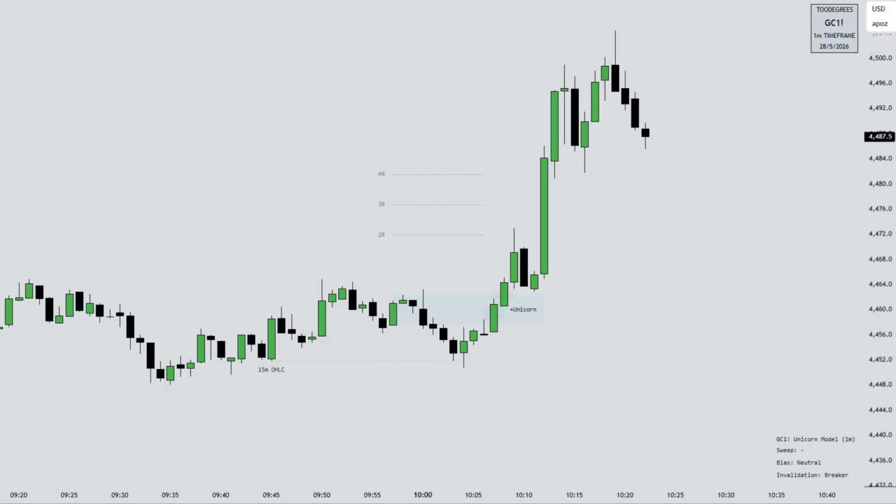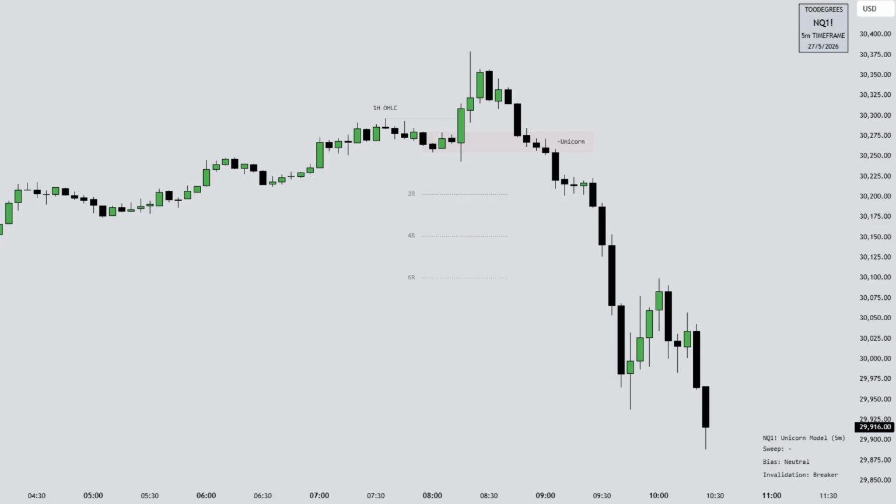You can also notice how the move becomes increasingly imbalanced as it progresses higher. Bullish candles start stacking aggressively, pullbacks become extremely shallow, and delivery remains one-sided. That's exactly the type of behavior traders want to see after a successful unicorn formation. Overall, this was a very clean example of a liquidity sweep, displacement, retracement into the inefficiency, and an expansion higher all aligning together in a very structured sequence.